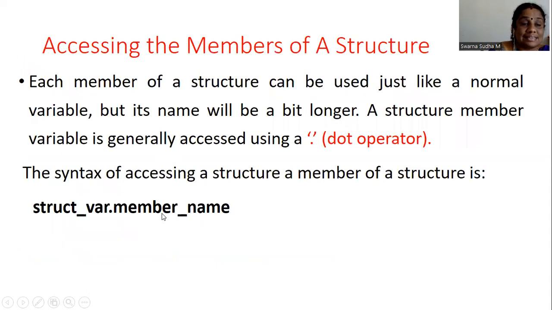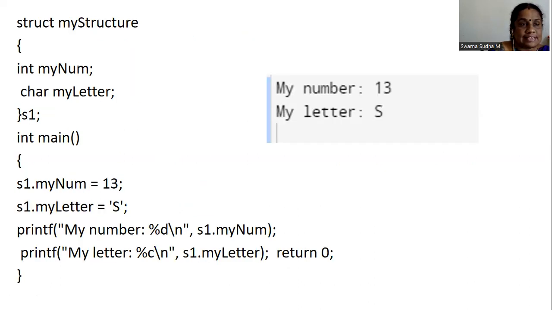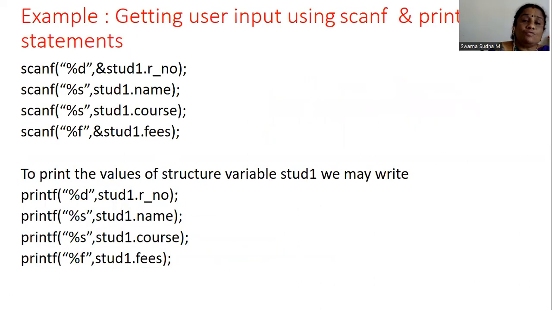We'll go back and see the syntax. For a structure, you give the structure variable name, dot, member name. So you have to use the dot operator for accessing. Even when you are using scanf or printf, you have to use a dot operator. Then only will we be able to access a member of the structure. For example, the variable name dot structure member. Like this, we'll be able to get the data from the user and also to print.